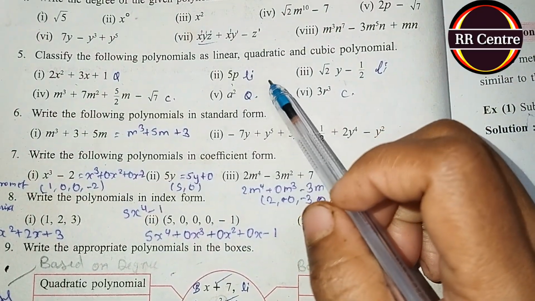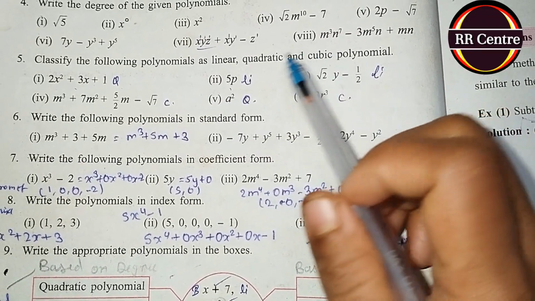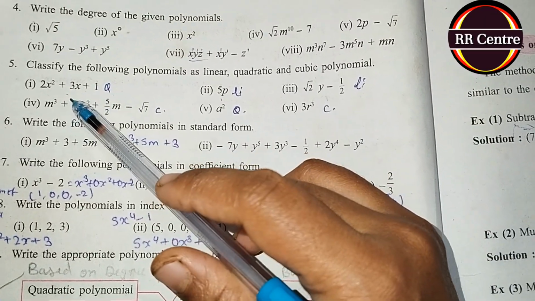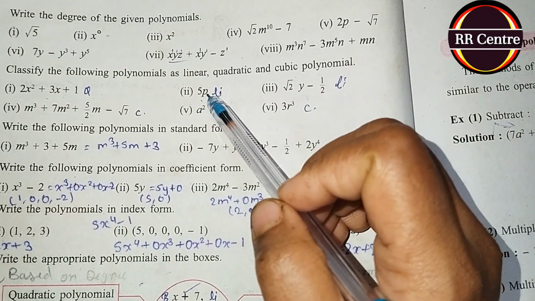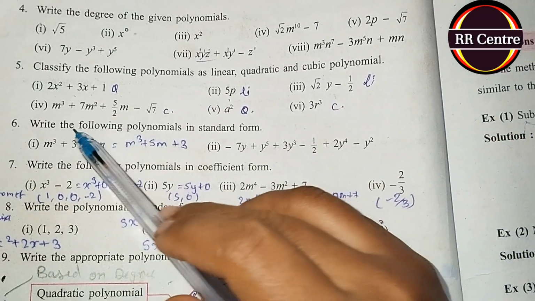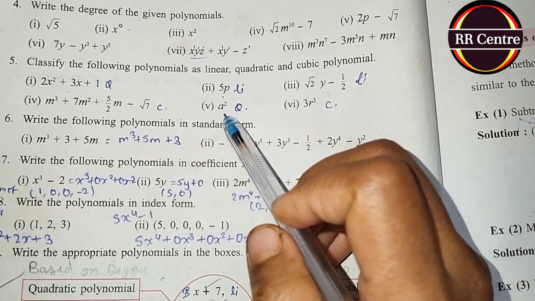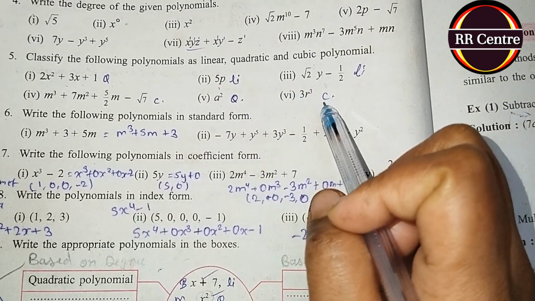Classify the following polynomials as linear, quadratic and cubic polynomials. आपको identify करना है. So power से identify करेंगे. Now if power is 2, it means quadratic polynomial, and if power is 1, it means linear polynomial. Power is 1, it means linear polynomial. Power cube is there, it means cubic polynomial. Power 2 is there, it means quadratic polynomial, and power 3 is there, it means cubic polynomial.